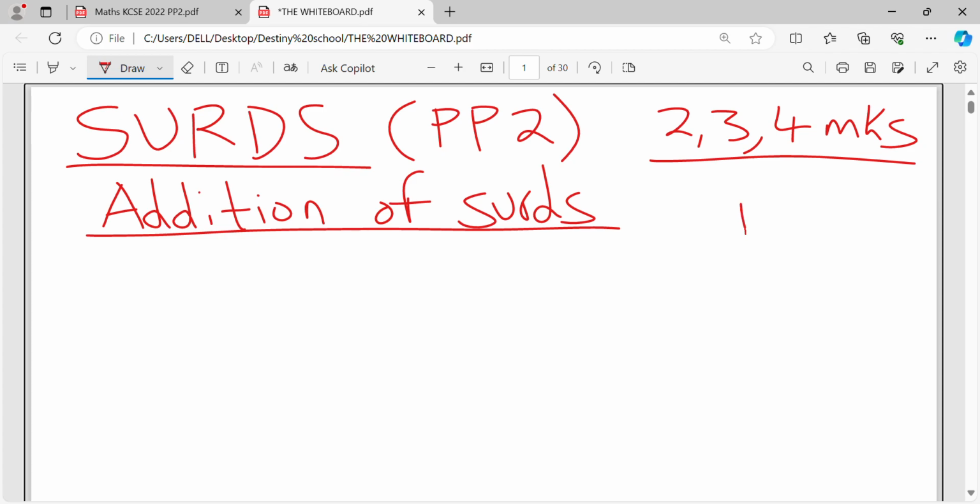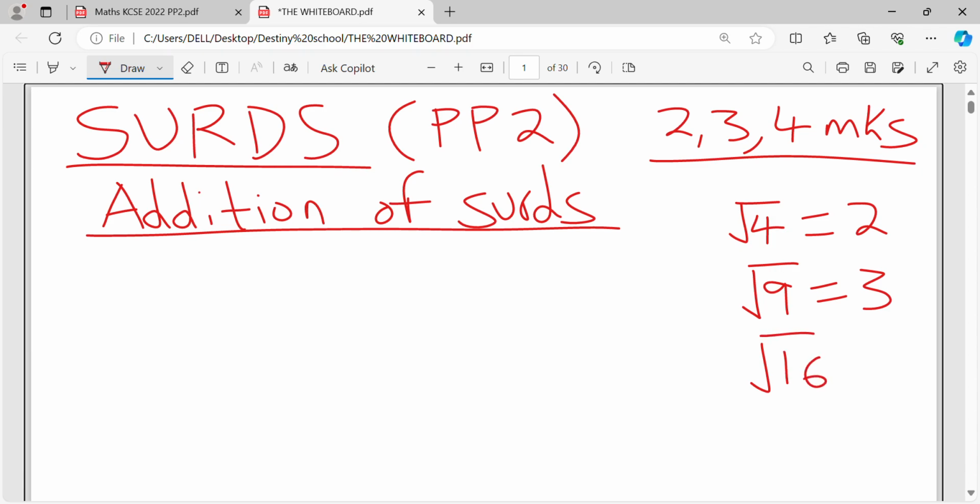For example, we all know that the square root of 4 is 2. The square root of 9, we know that it is 3. The square root of 16, we also know that it is 4. The square root of 25, we know that it is 5. Now, what about the numbers that are not giving us perfect squares?